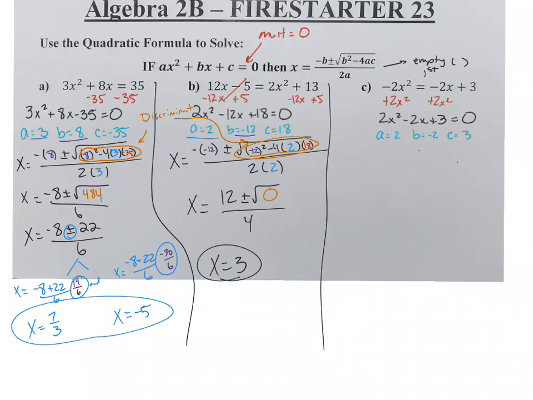You could have moved everything over to the left side. You would have opposite signs here, here, and here. So if you have that, that's fine. You'll get the right answer at the end. So it does not matter to me which way you do it.